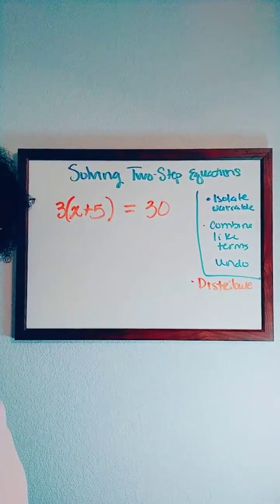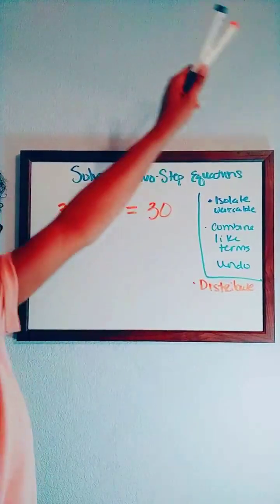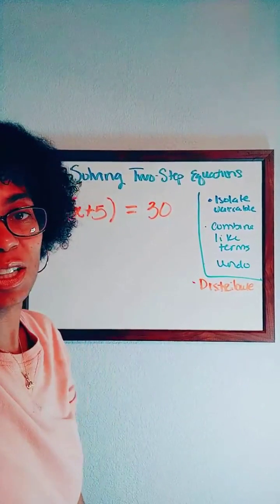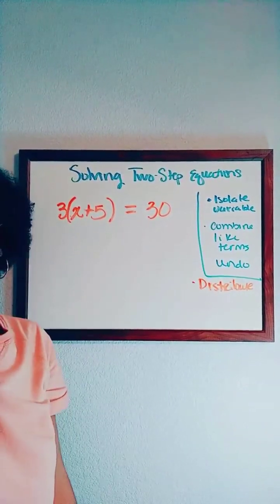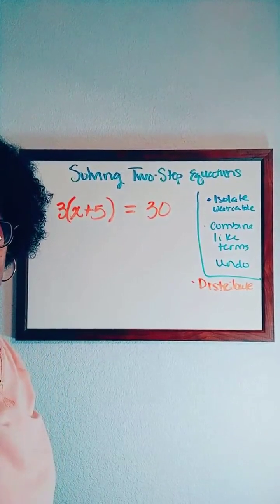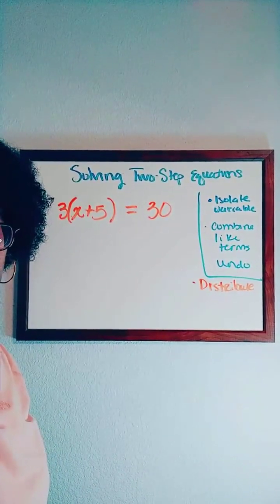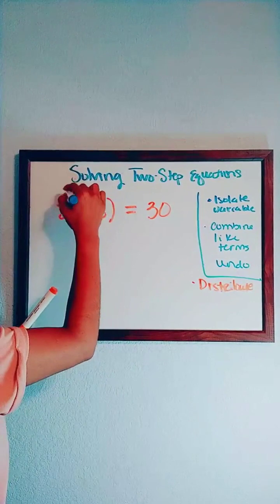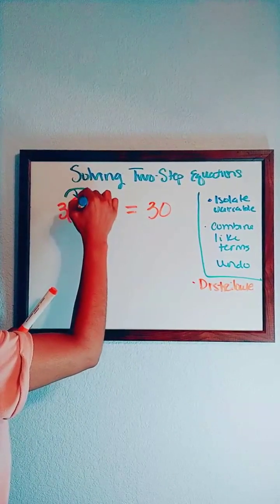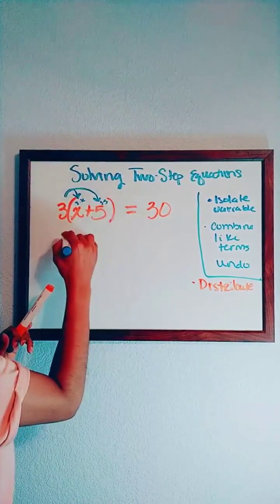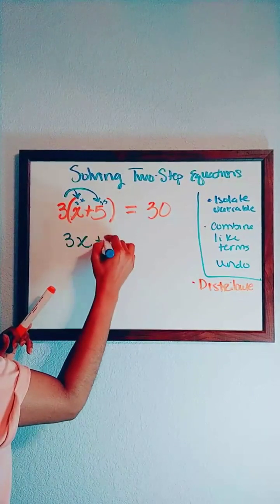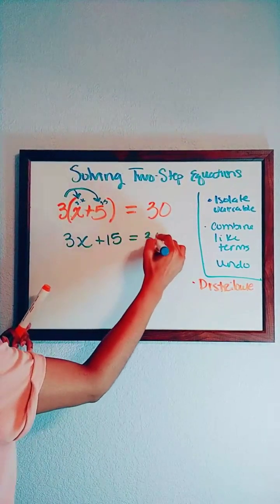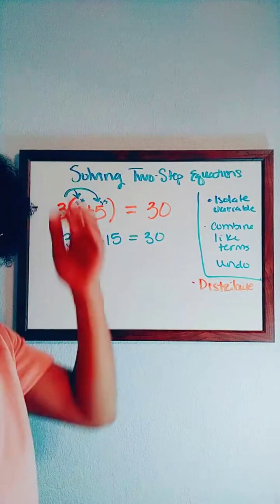Okay, 3x plus 15. Okay, 3 times x. Multiply. We giving out 3s. You get a 3. You get a 3. Everybody gets a 3. Yes, very good. Multiply. So we're going to take this 3 and we're going to give everybody a 3. 3 times x and 3 times 5. So this becomes 3x plus 15 is equal to 30.